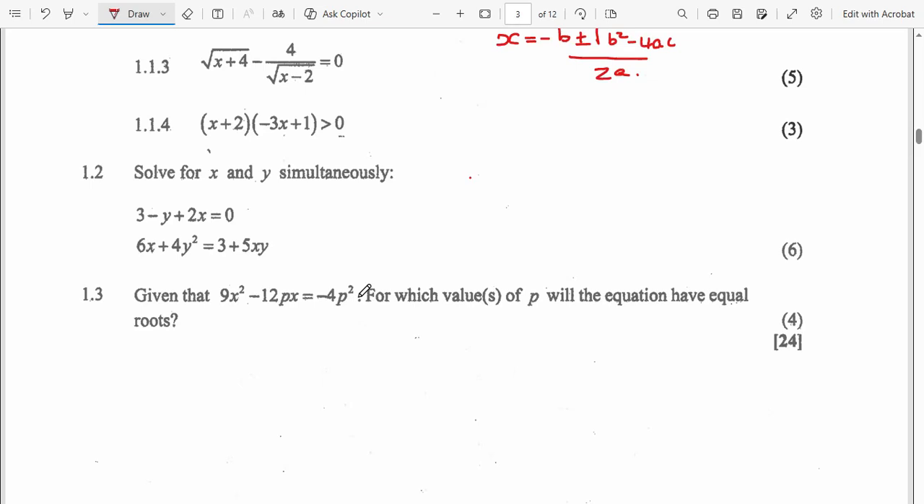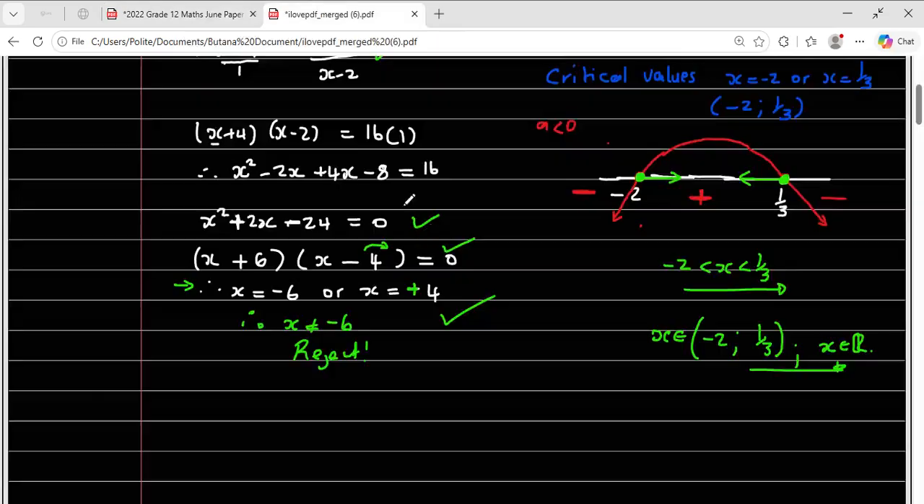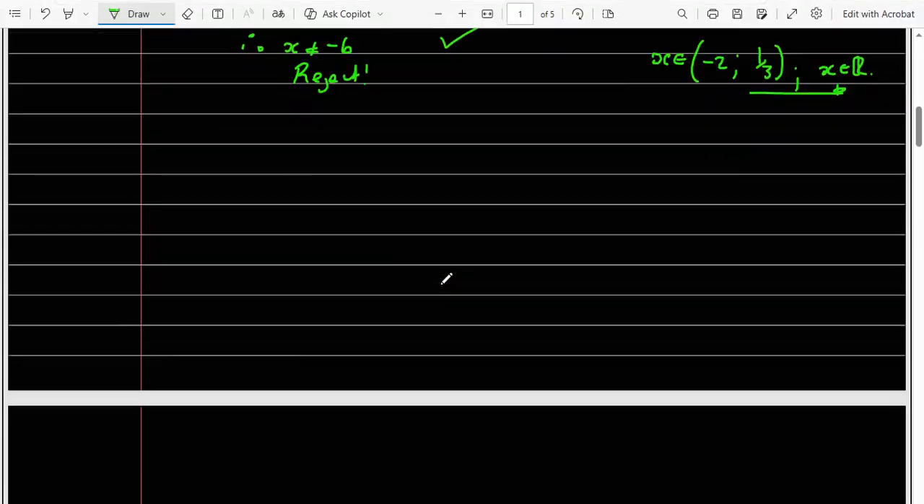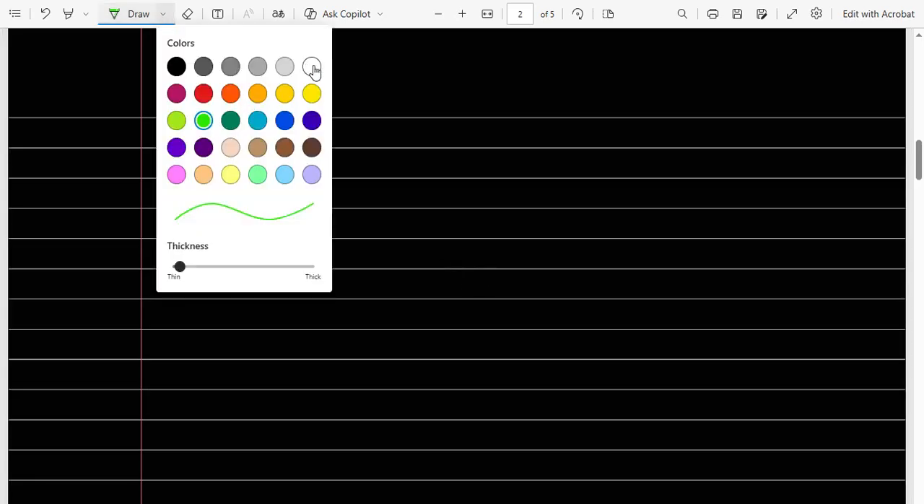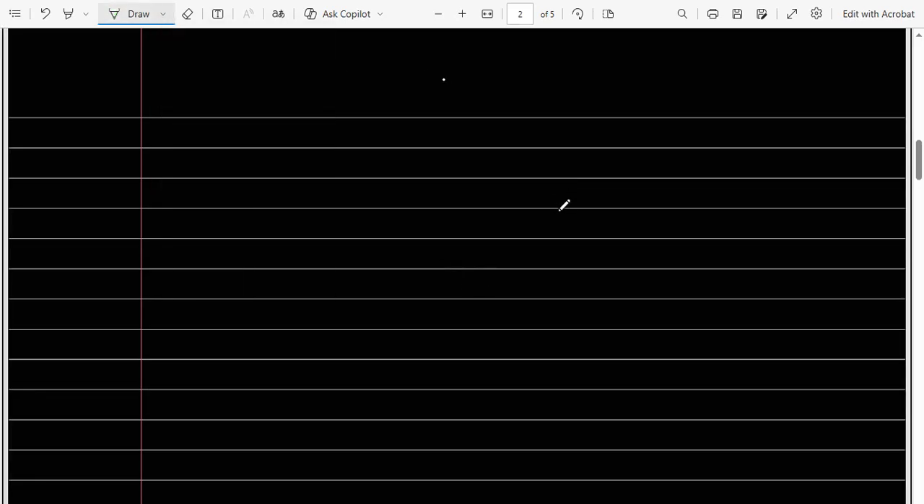So when I look at 1.2, it has to do with simultaneous equations, solving for x and y. Look at this simultaneous equation. I'm going to rewrite down the question and let's go and collect those 6 marks. Okay, so I'm just going to start it here. 1.2, for 6 marks, we are given two equations.